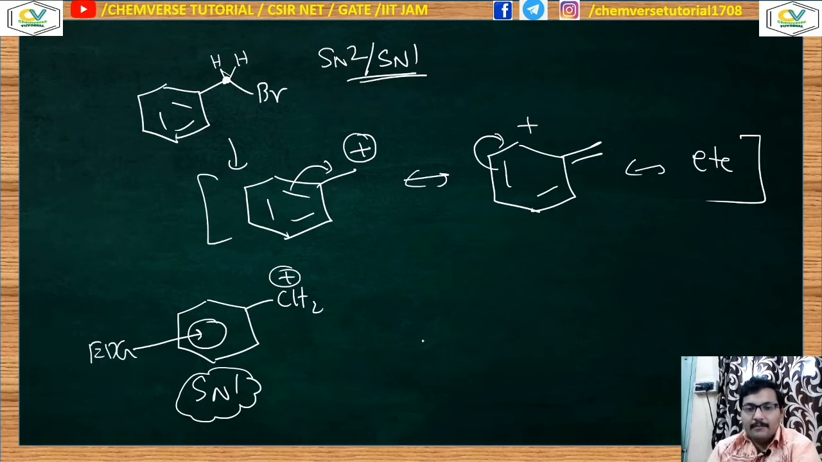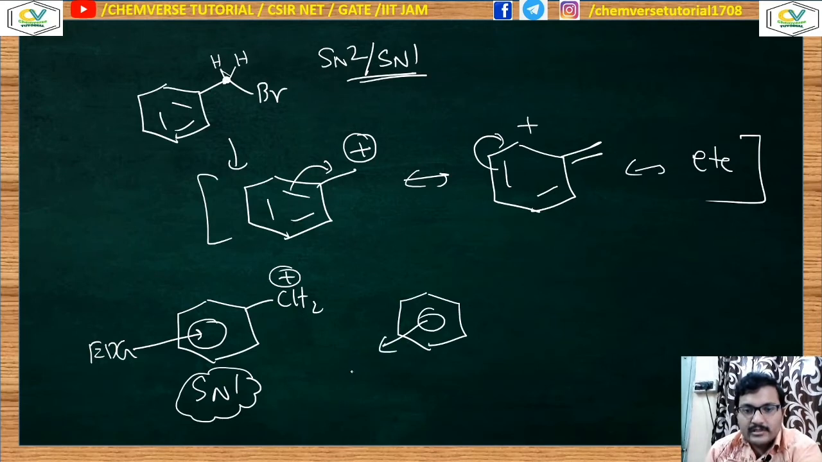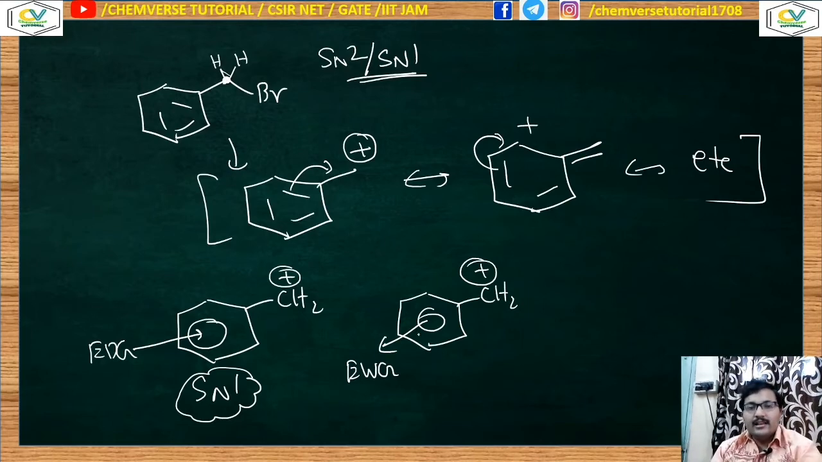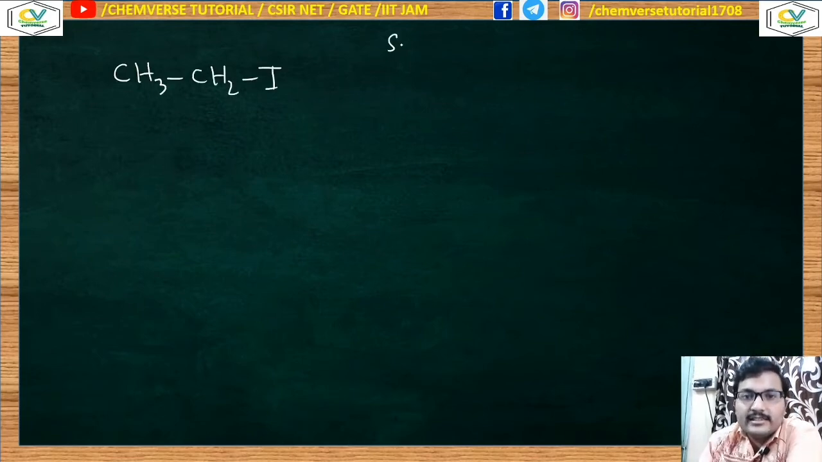Now I am attaching some electron withdrawing group to the benzene ring itself. So it is decreasing the electron density over the benzene ring. For this case, this kind of carbocation intermediate is to some extent less stable than the benzyl carbocation, so it is more preferable for the system to follow SN2. Okay, now there is one more interesting factor. Suppose I am talking about ethyl iodide. It is following the SN2 mechanism because it's a primary one and there is no group which can give resonance stabilization to the carbocation. That's why it is purely following SN2.